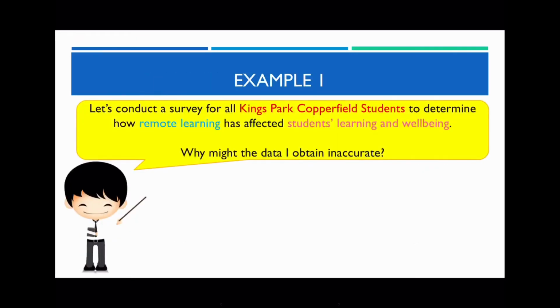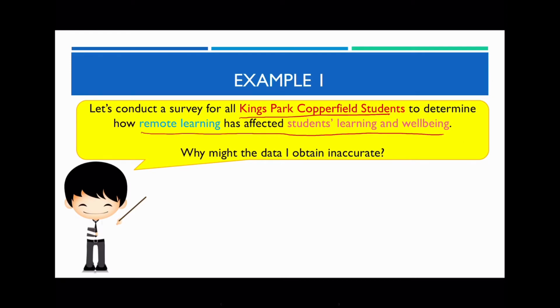Now, if you remember from our previous example, we said that we were going to administer a survey so that we can determine how remote learning affected students' learning and well-being. And the way that we were going to give out this survey was by giving it to Kings Park Copperfield students. Now, the data that I obtain from this particular survey will be slightly inaccurate and slightly skewed.